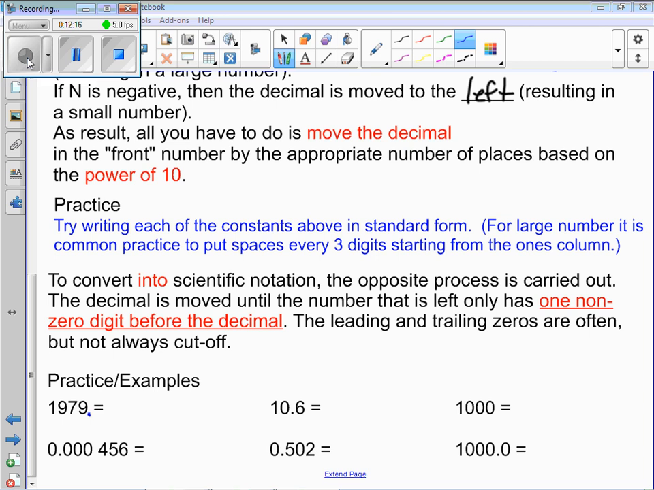Just to go through an example on the first one to make sure you're on the right track. Your decimal, if you don't see a decimal, is at the end of your number. So over here in 1979, it's at the end, so you go back 1, 2, 3. So what am I left with? 1.979 times 10 to the 3. We know it's positive 3 because the number is greater than 1. Similarly, the decimal moves back 1 spot. You get 1.06 times 10 to the 1. Quite often, there are reasons why you would want to write this in scientific notation.